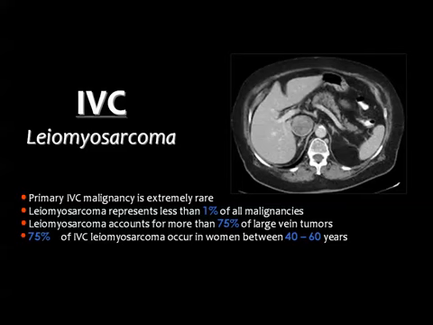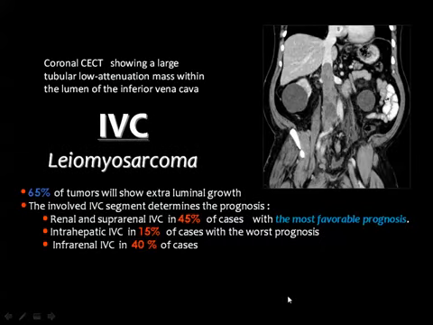IVC tumors: leiomyosarcoma of the vascular system represents about 1% of malignancy, and it accounts for about 57% of the tumors of the veins. Leiomyosarcoma occurs commonly in women between 50 and 60 years of age, and as I mentioned before, the tumors in the vein will enhance with contrast material, and the tumor thrombus will extend outside the vein and invade the surroundings.